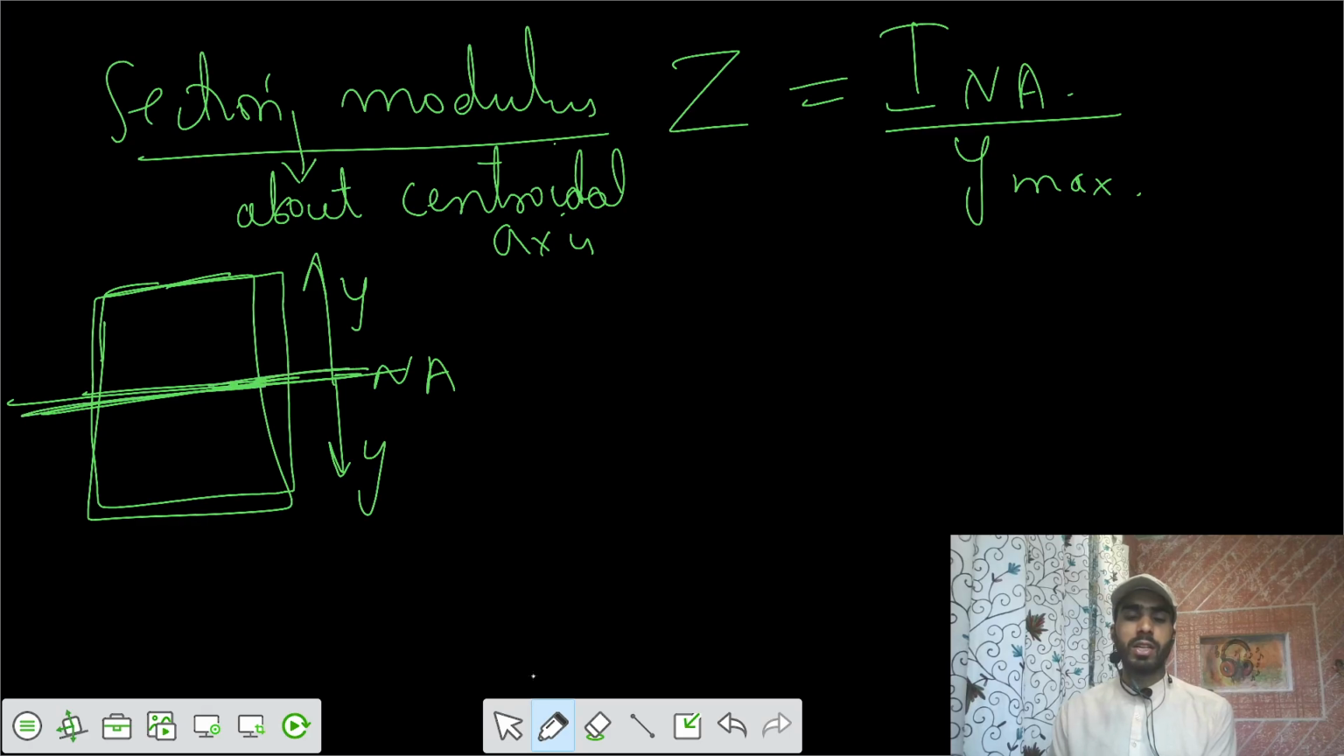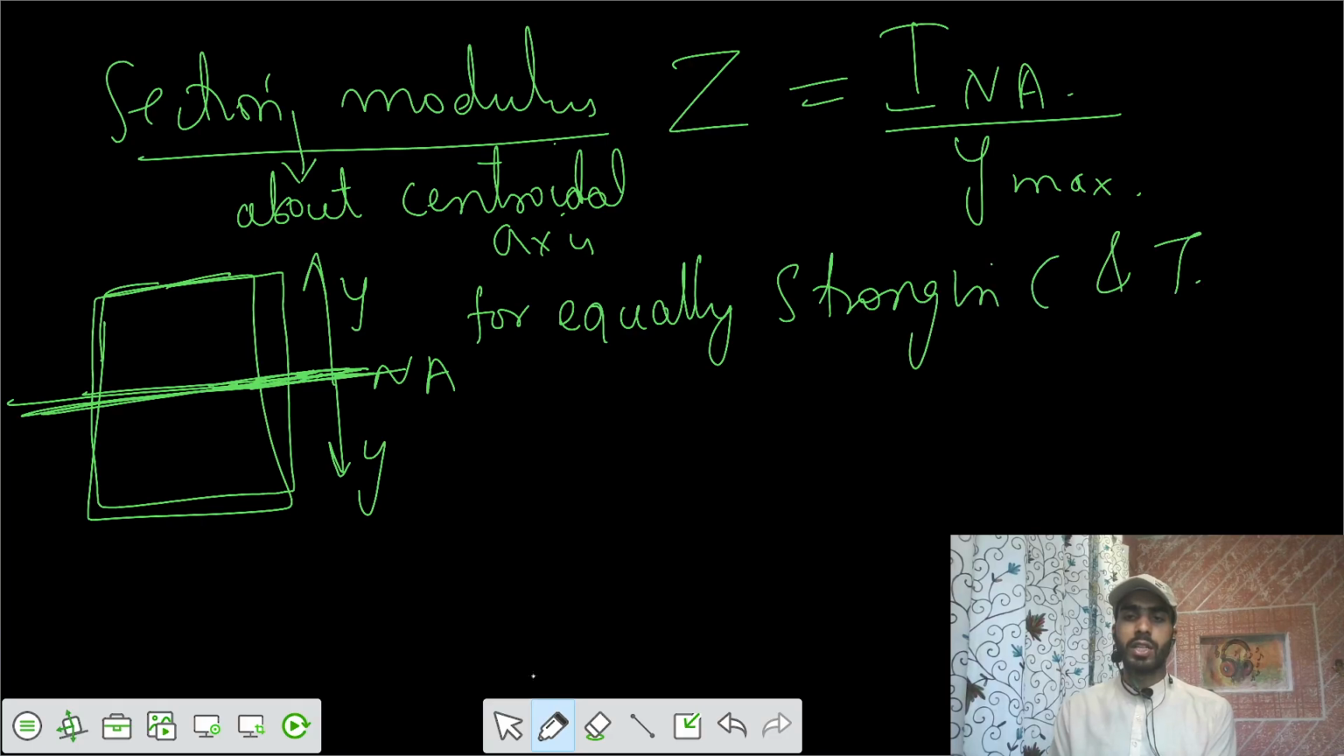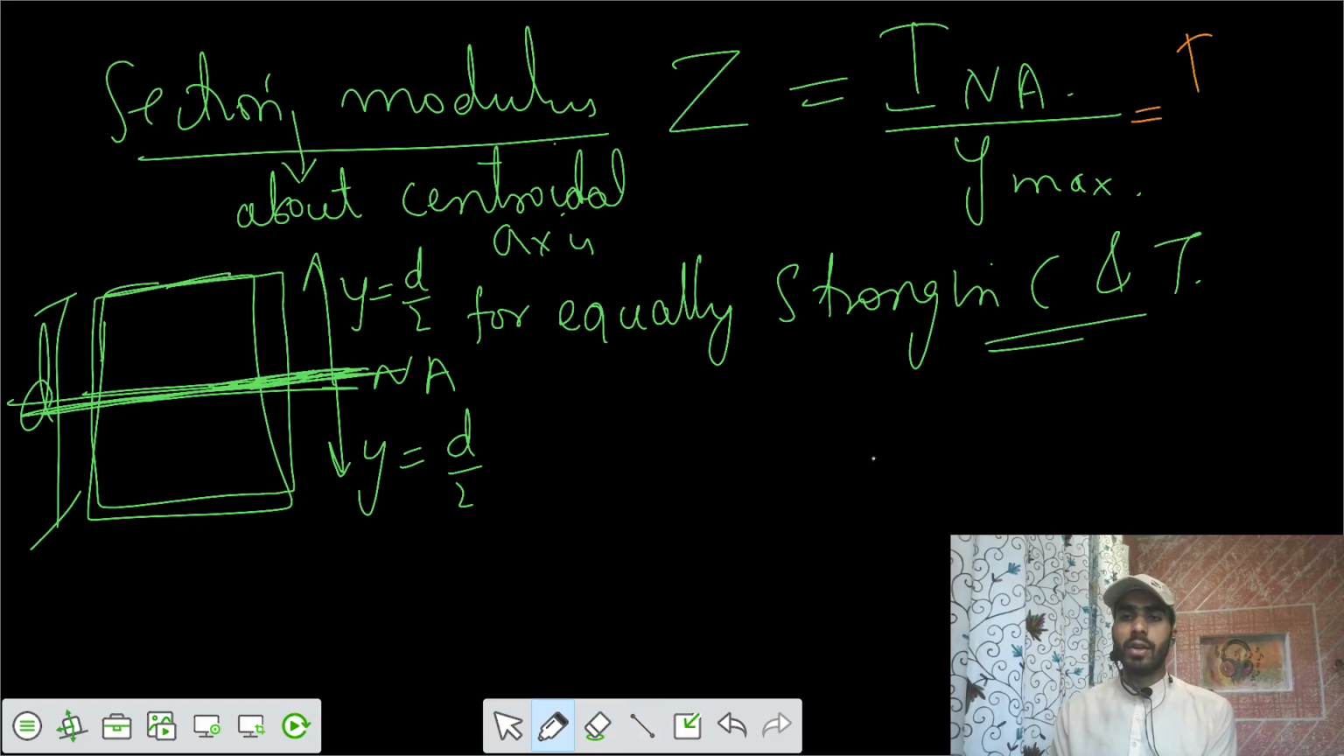If the member is equally strong in compression and tension, that means the neutral axis would be at the mid. You can have the neutral axis at the mid, which means y equals some depth by 2 and depth by 2. So the total depth is d, and your y max equals d by 2. You can write I neutral axis by y max, where y max is d by 2.